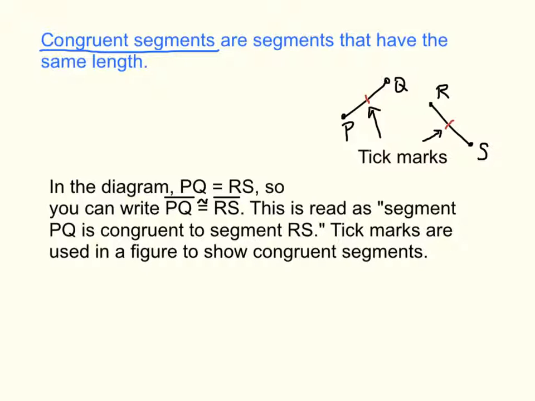Tick marks are used in a figure to show congruent segments. So if we're looking at this again, I want to make sure you understand what we're doing. If you are saying that their distances are equal, you do not use the segment symbol. You are telling me that the distances are equal. Distances use an equal sign. So once you know that the distances are equal, then you can say that the segments are congruent. So segment PQ is congruent to segment RS. And this is read just as I explained. These red tick marks that I have here are used in a figure to show that the segments are congruent.